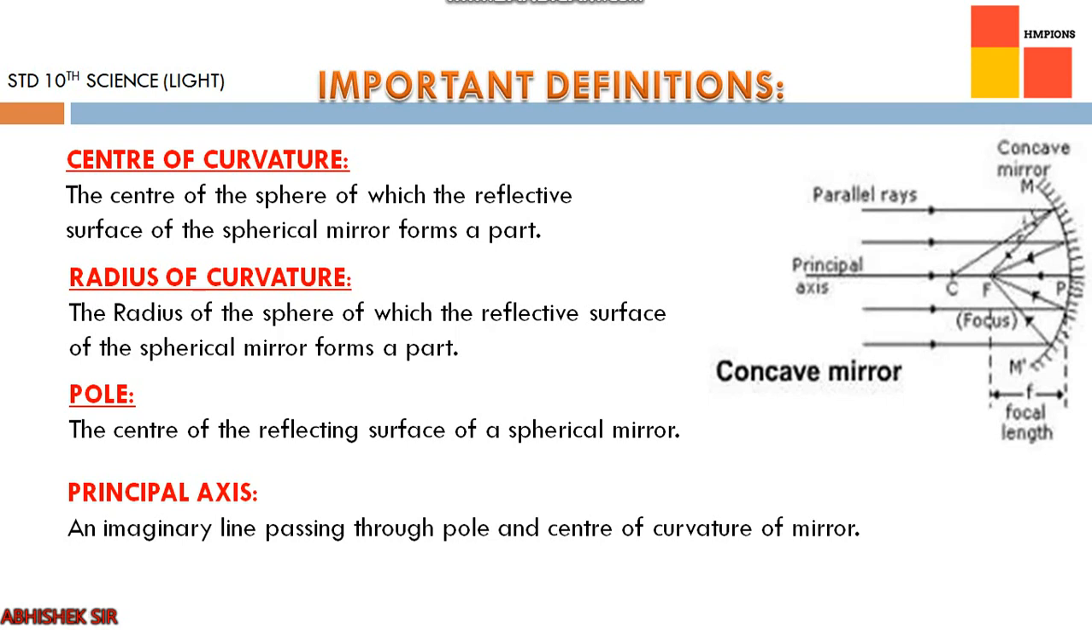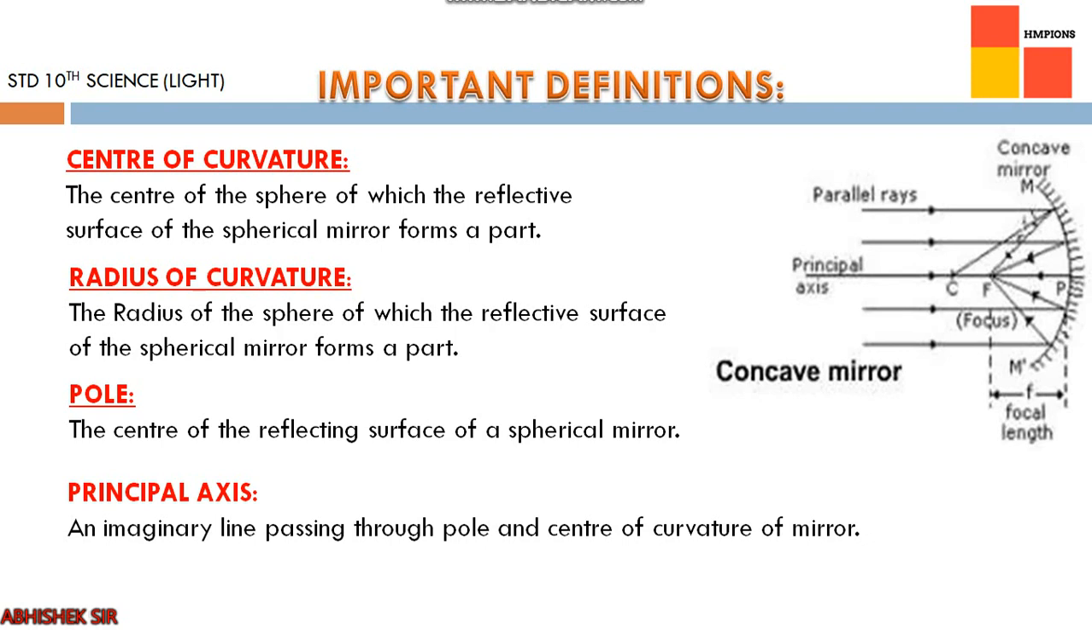Now let us understand a few important definitions based on spherical mirrors. The first two are center of curvature and radius of curvature. These are related with the spherical shell from which the mirrors are cut. The center of curvature is the center of that sphere of which the reflective surface forms a part. Radius of curvature is the radius of that sphere from which the reflective surface of the spherical mirror is formed. Talking about pole, pole is the center of the reflecting surface of a spherical mirror.